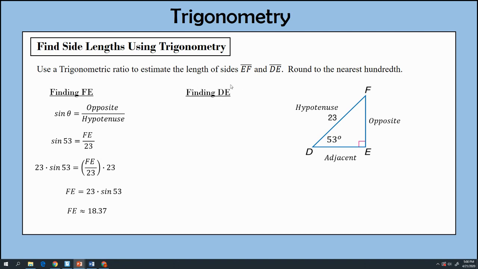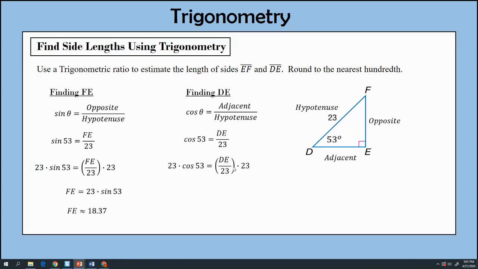All right, now find DE. Going back to our drawing here, DE is the adjacent side. So now I want to use the trig ratio that uses adjacent and hypotenuse, and that would be cosine. Again, we're working from the 53-degree angle. That's adjacent, that's hypotenuse, so fill them in here. Theta is 53. DE is adjacent. Hypotenuse is 23. So here's my equation. I need to solve it to find DE.